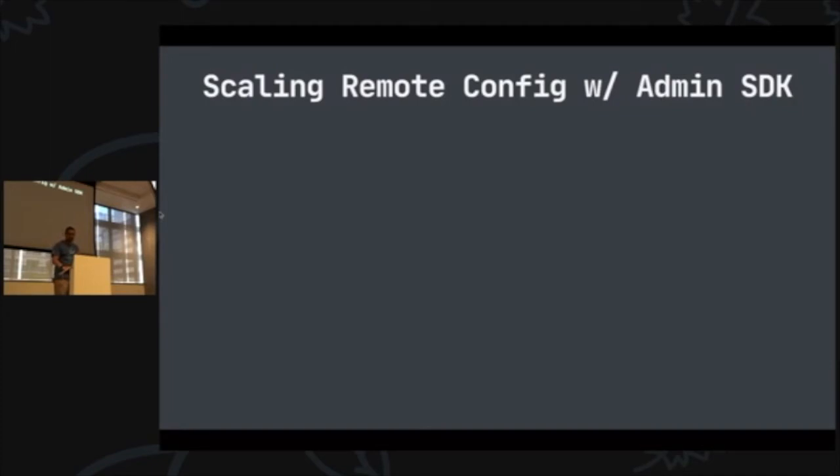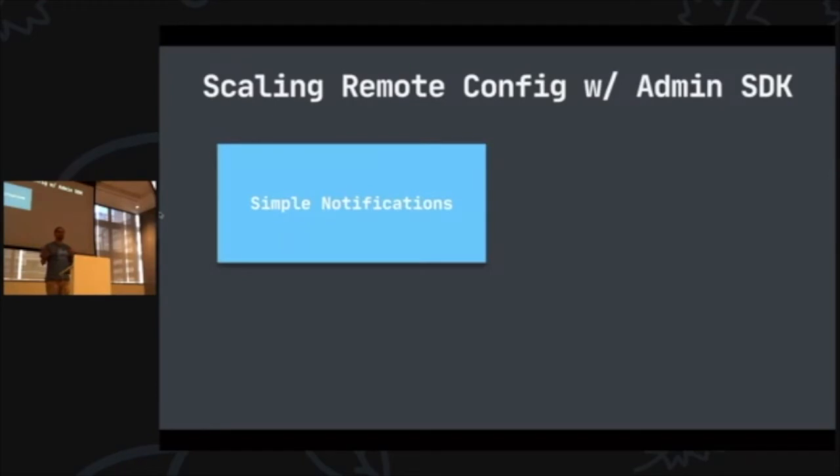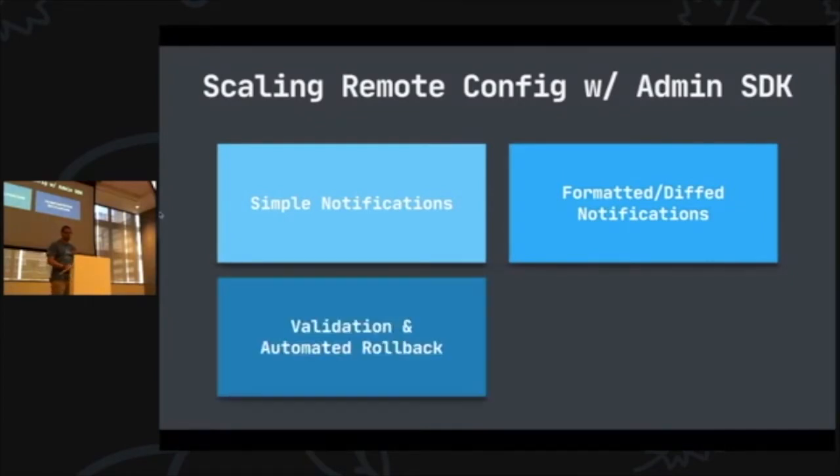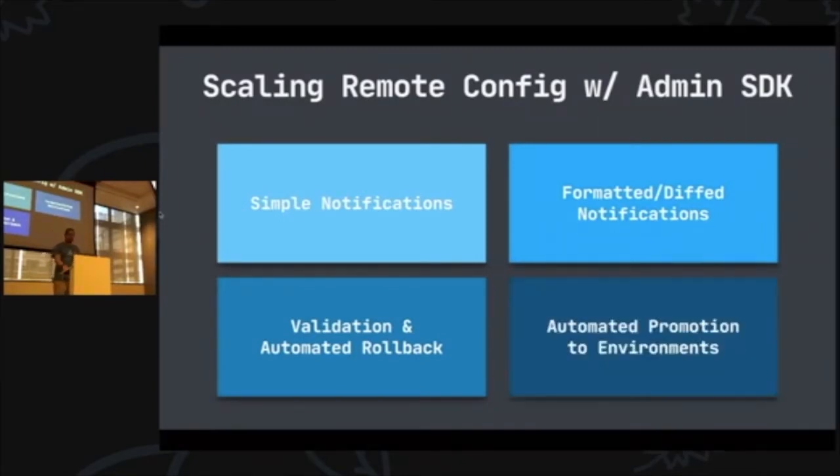So with this Admin SDK in place, we're going to take a look at four examples here. The first one, we're going to look at how to build a tool that just gives us simple notifications when a remote config value changes. Trying to solve that problem of who changed this, when did this change. Then we're going to look at a more complex version of that that gives us much more interesting and helpful formatted and diffed notifications. We'll look at a tool that lets you validate changes to specific parameters and automatically roll them back if they're invalid. And finally, we'll look at a tool for automatically promoting values between environments using a custom CLI.